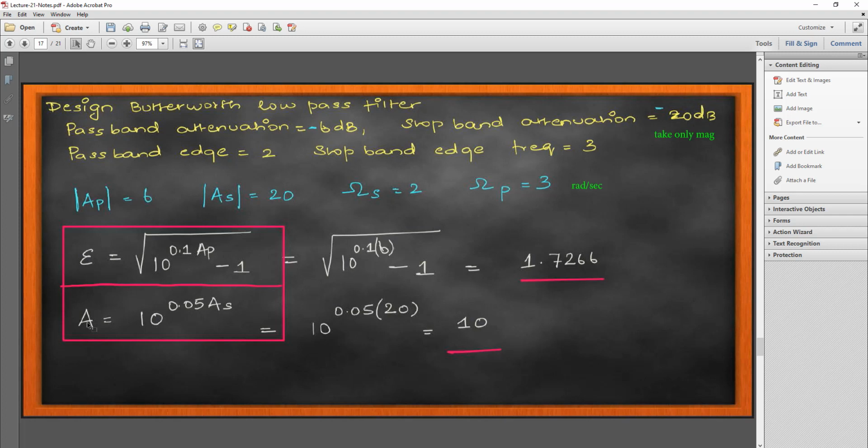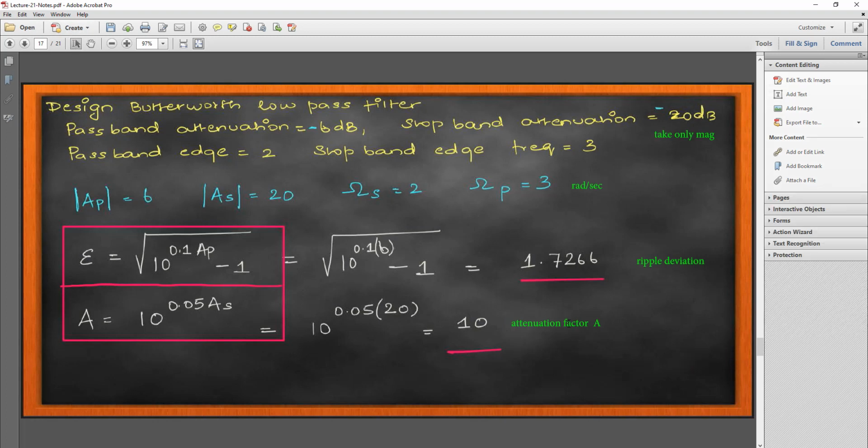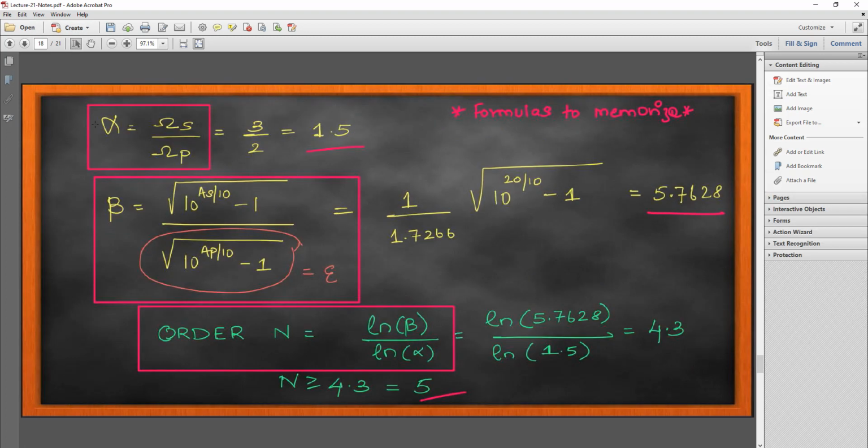And then these are the formulas that we have derived for your Butterworth filter, which are the deviation for the passband, and the attenuation factor A. So this is my deviation, or we can call it the ripple deviation. This one I will just call my attenuation factor A. I can calculate this from this formula.